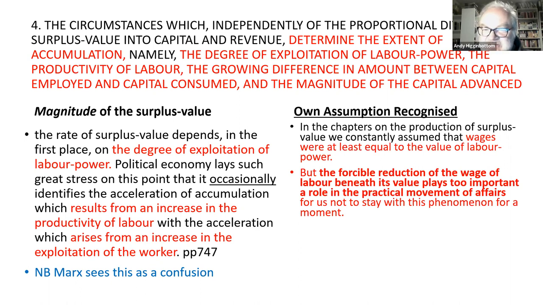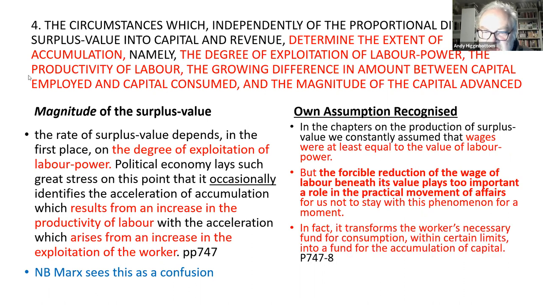This is a really important point, because here Marx acknowledges that what I've been harping on about quite a lot is that he's always been assuming up to this point, in his analysis of the production of surplus value, that wages are at least equal to the value of labor power. Then he says, and this is a key statement from the perspective that I'm arguing, "the forcible reduction of the wage of labor beneath its value plays too important a role in the practical movement of affairs for us not to stay with this phenomenon for a moment." Well, I would say the moment's lasted quite a long time and is still with us today, because in reality, of course, there are lots of real forcible reductions of wages below the value of labor power.